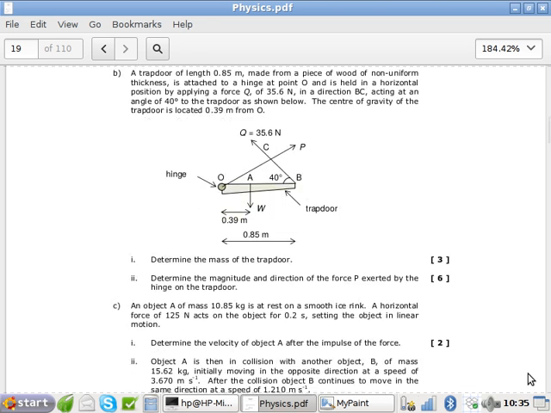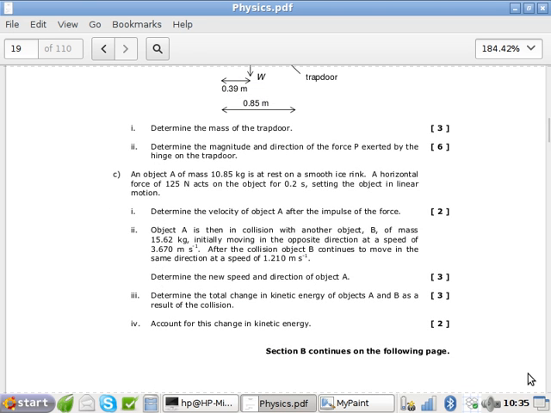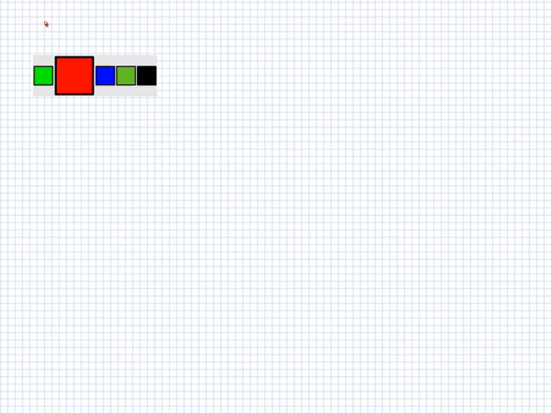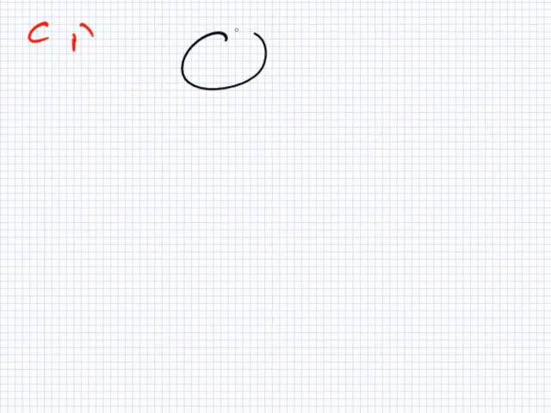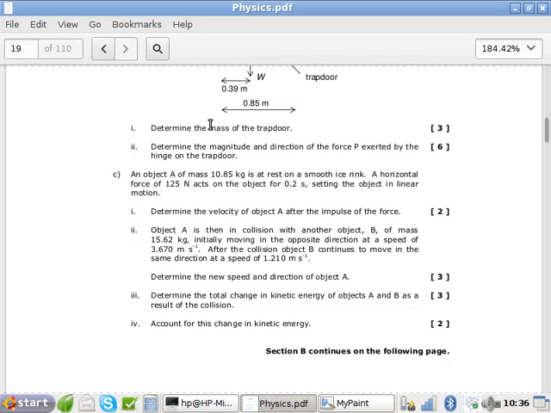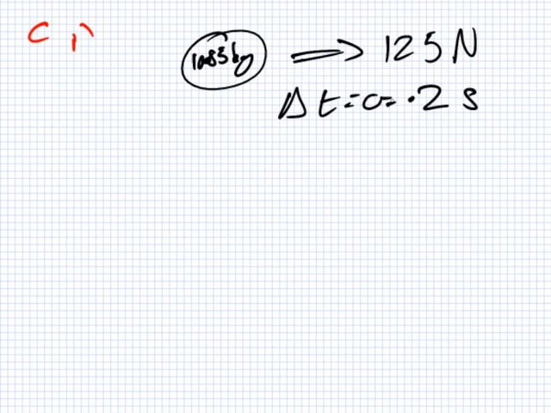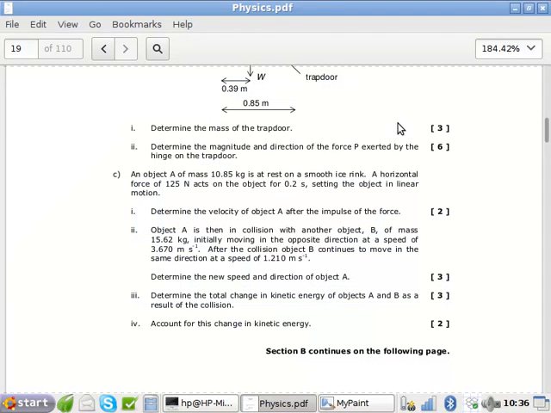Let's have a look at the C part. So you have an object at rest, and there's a force acting on it for 0.2 of a second. What's the velocity? Okay, so let's have a look here. C, part 1. So it is a 10.85 kilogram object, and there is a 125 newton force being applied for a time of 0.2 of a second. It's a small time. And then it's initially at rest. What is the velocity afterwards?